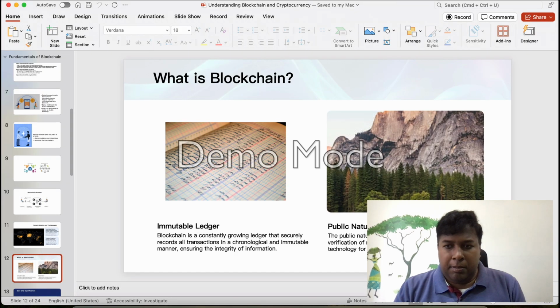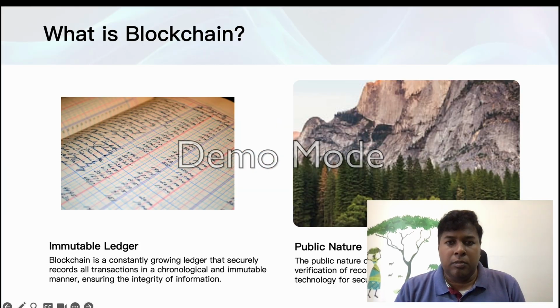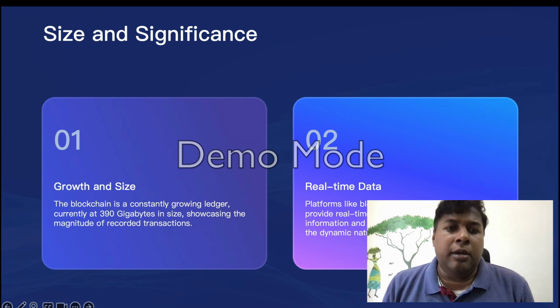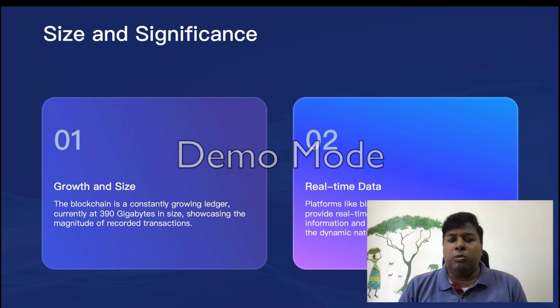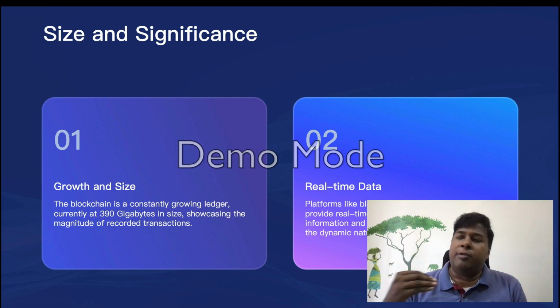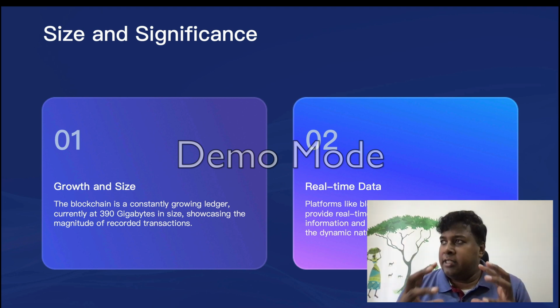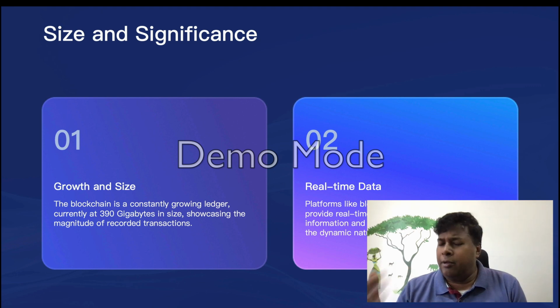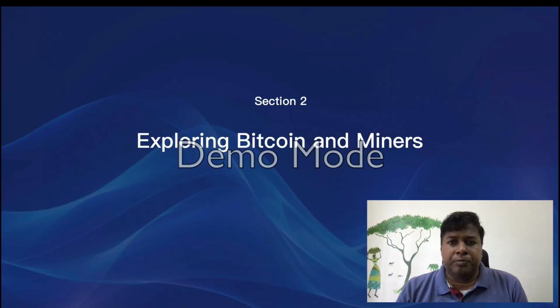Okay, let's get back to our topic. Right now the Bitcoin blockchain has grown to be around 390 gigabytes in size, showing the magnitude of recorded transactions. The recorded transactions are so huge. It's 390 GB right now, and it's real-time data. You can see it in a blockchain explorer, in real time. It's a public blockchain, right?